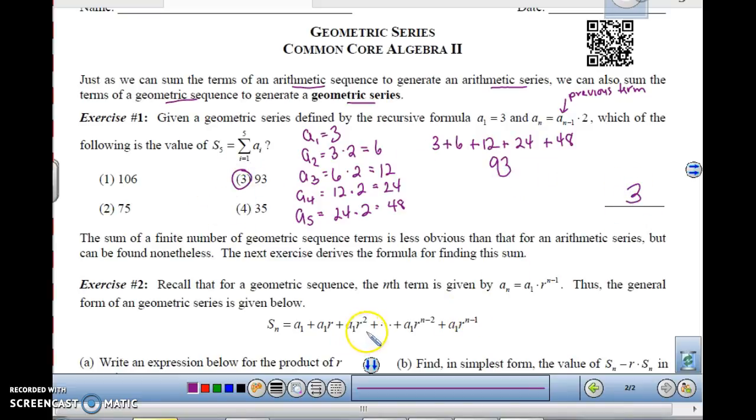Okay, so the sum of a finite number of geometric sequence terms is less obvious than that for an arithmetic series, but can be found nonetheless. The next exercise derives the formula for finding this sum.